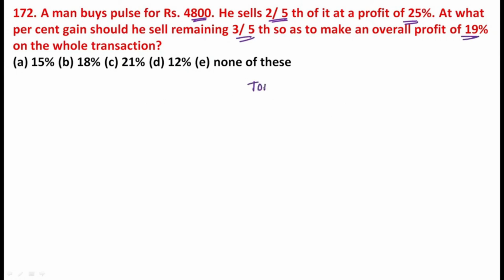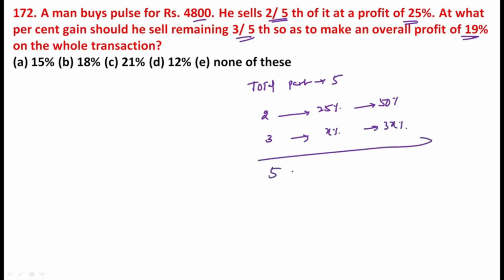Now, the total number of parts, I just consider as 5. Observe, guys, I am not taking any numerical. If you take 2 parts, they are sold at a profit of 25%, so the overall value is equal to 50. And we are left with the 3 parts. What is the percentage value? The total percentage value is equal to 3x percent. Now the overall profit they are getting is 19 percent.